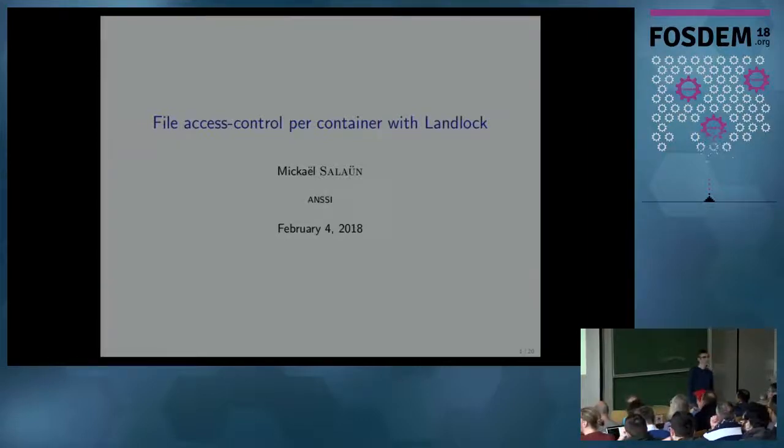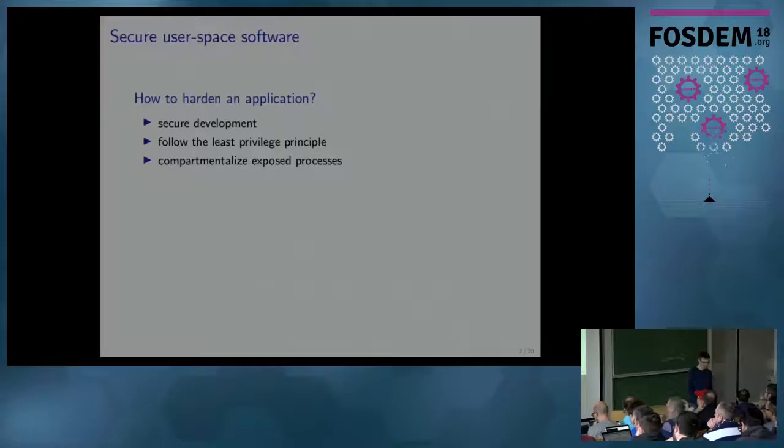A typical attack scenario usually starts by compromising a process or set of processes, and then gaining more privileges, so elevating the attacker's privileges to finally gain access to some sensitive data. Here we are going to try to harden user space to make the attacker's work more difficult.